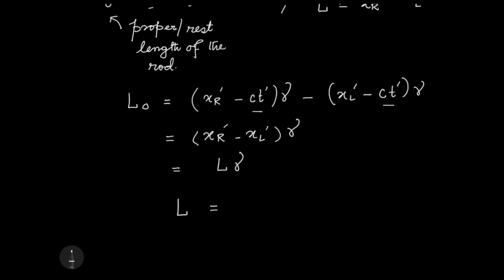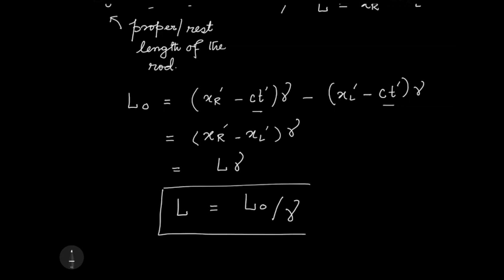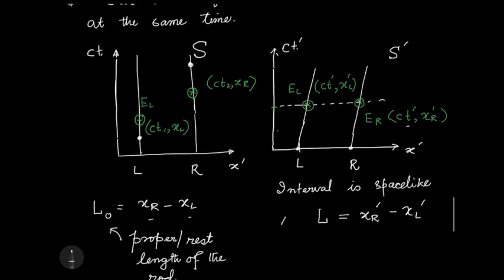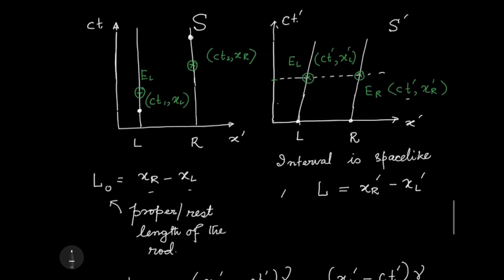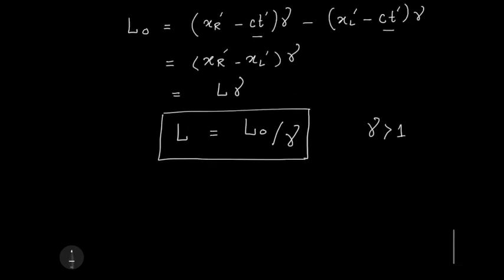So L0 is a special length. L, which is the length measured in a reference frame where the rod is moving with a velocity v, is given by L0, its proper length, divided by gamma. And this is the celebrated relation of length contraction. It's a contraction because gamma is always greater than 1. So in any reference frame where the rod is moving with a certain velocity, its length will be smaller compared to its length in the frame where it is at rest.